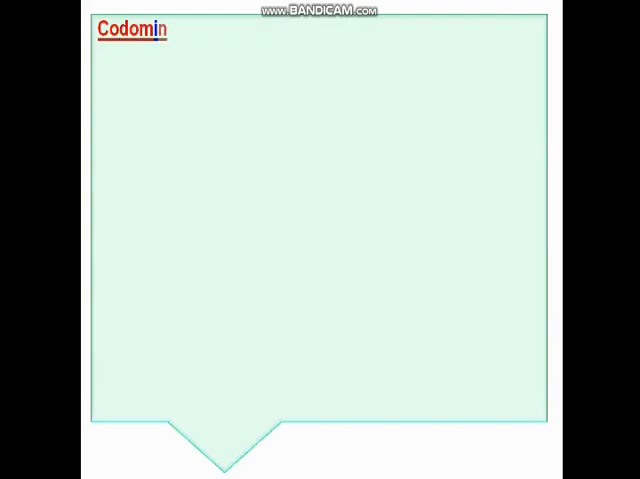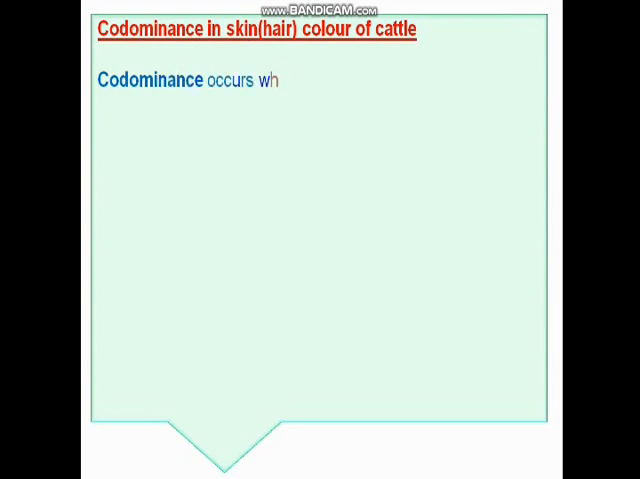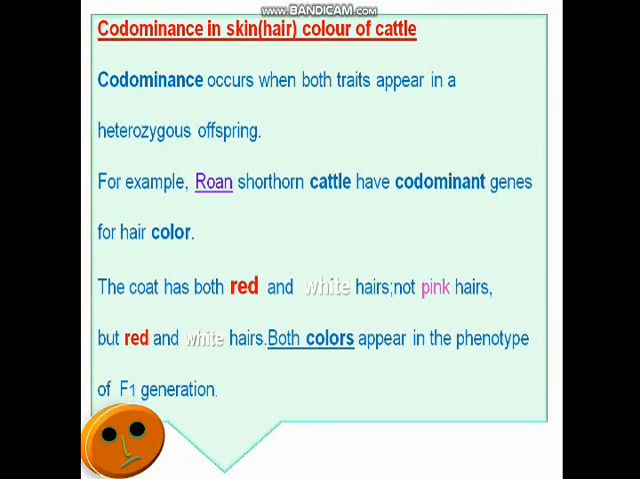So this is another example of codominance. Codominance in skin, meaning hair color, of cattle. So let us observe. Codominance occurs when both traits appear in a heterozygous offspring. For example, Roan shorthorn cattle have codominant genes, meaning complementary genes for hair color. The coat, meaning skin, has both red and white hairs, not pink hairs.